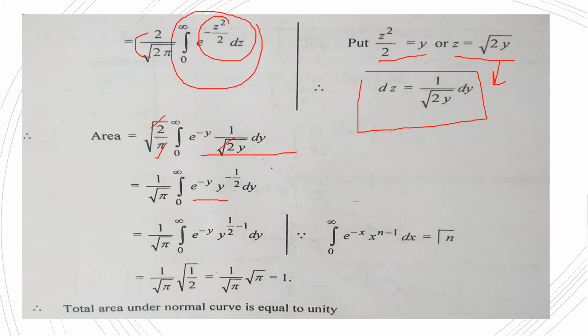Now this is a gamma function, e raised to power minus x, x raised to n minus 1. So I can write here n is 1 by 2, so it is gamma 1 by 2. And we all know that gamma 1 by 2 is root pi, so the whole expression is equal to 1. You must also know that this integral value is equal to root pi. You can also learn it. Its value is root pi. It is a standard integral.